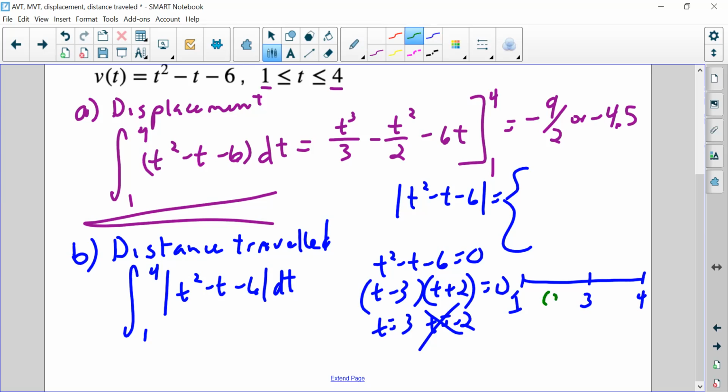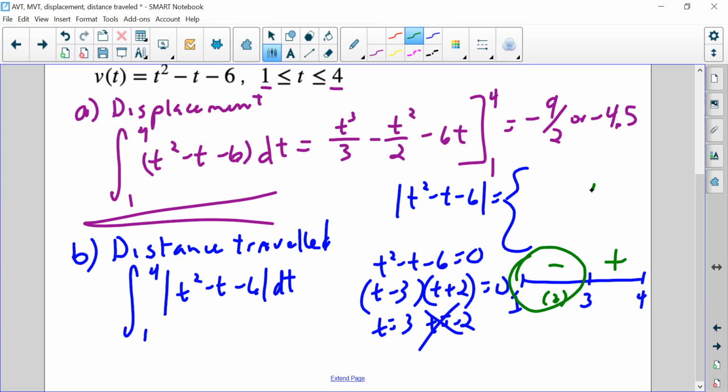So let's say I'm going to plug in 2 into this and see if I get a positive or a negative. Because again, I just care about it when it's negative. So if I plug in 2, that gives me a -1 times a +4, which is negative. If I plug in 3.5, that gives me a positive and a positive, so that's positive. So it tells me I need to fix this interval here from 1 to 3.